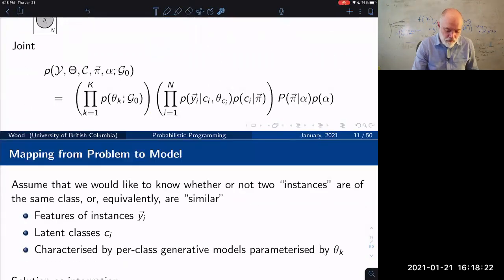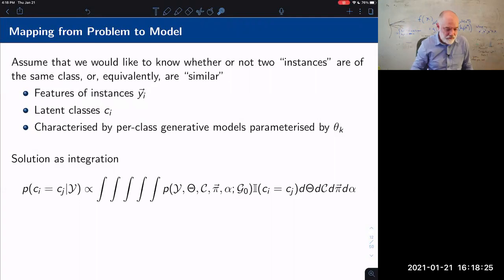Okay, so how would you ask the question? How do we ask whether or not two instances of the same class are equivalently similar? So the way we do this is we say, are the two instances in the same class? Are they generated from the same mixture component? So you can think of these as features of instances or latent classes, whatever. Fine. The point is that the solution is that of, wow, I've had this slide this way for years and it's wrong.